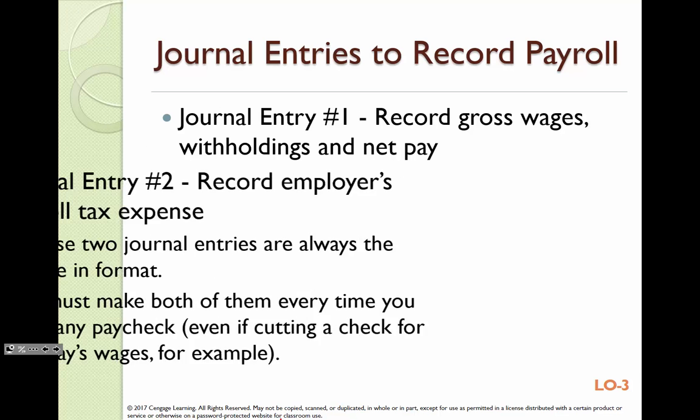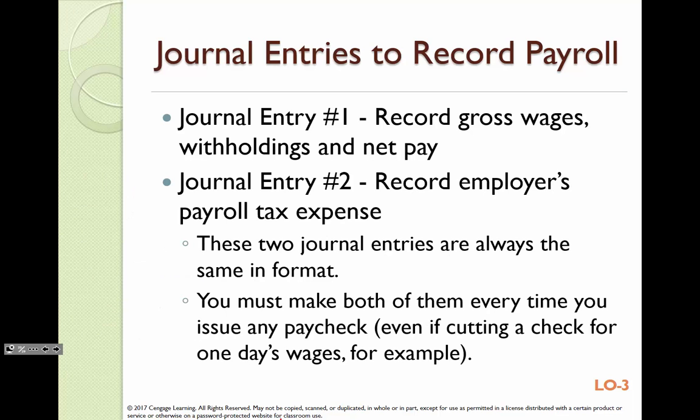Okay, so this is the meat and potatoes of this chapter. Two journal entries, basically what we just said, the same two journal entries that your payroll project recorded, right? Number 1 records the wages, the withholdings, and the net pay. So that's the actual payroll itself. Number 2 is the employer's payroll tax expense: FUTA, SUTA, OASDI, and HI.